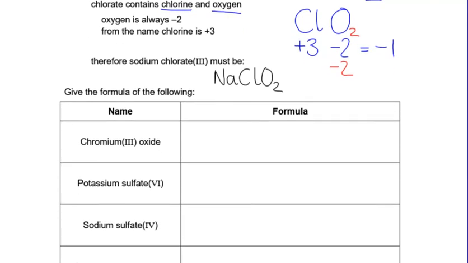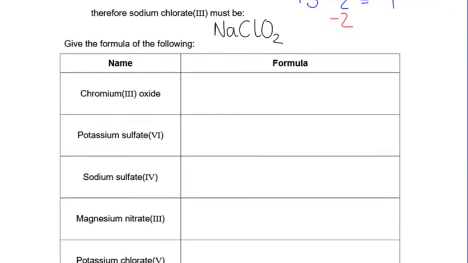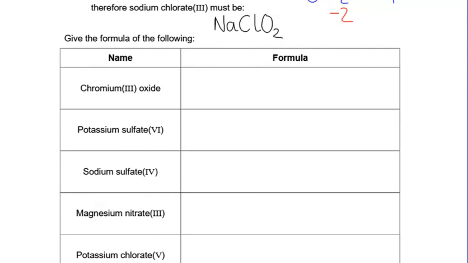I'm going to skip a couple here to go to a slightly trickier one. I'm going to go to sodium sulfate(IV), and I'm going to think through our processes. So we know that sodium is Na+. We know that sulfate is made of sulfur and oxygen, and sulfates always have a -2 charge. Now if it's going to be a +4, how many oxygens do you need to add in order to get to -2?